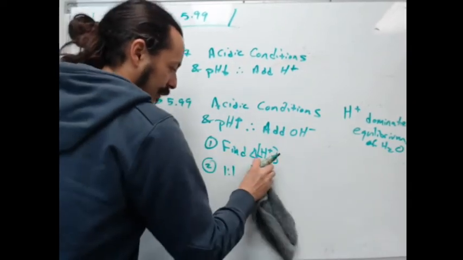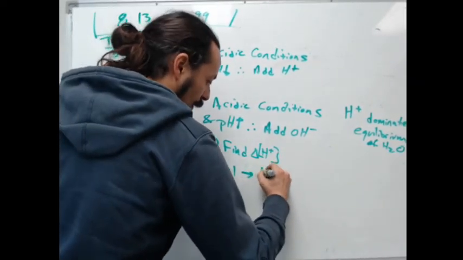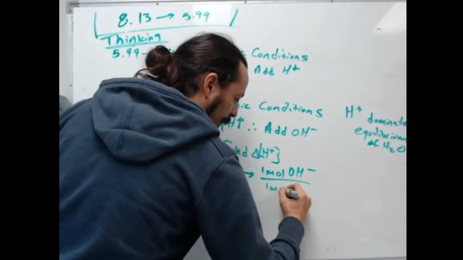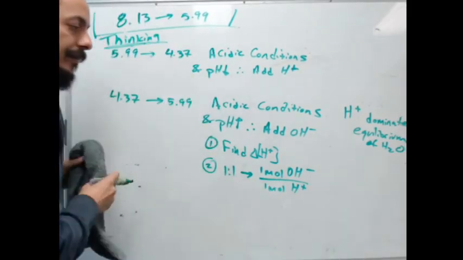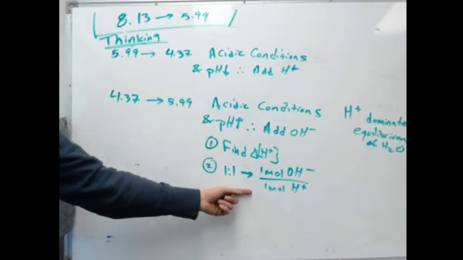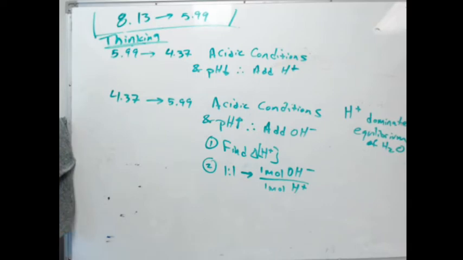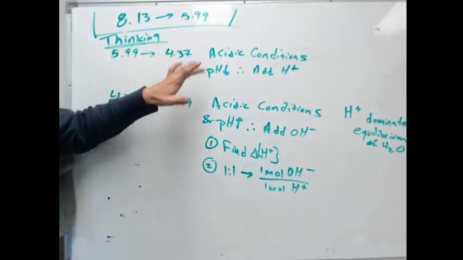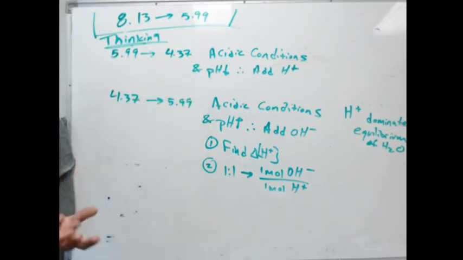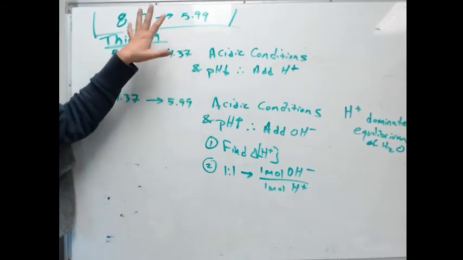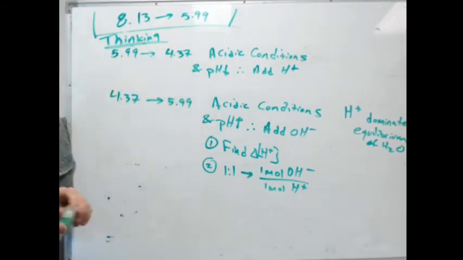So let me write this out. 1 mole OH minus per 1 mole H plus. Right? It's a 1-to-1 ratio. So this amount of H plus, that delta H plus, is just going to be how much OH minus I add if I want it to go up. Now, this is for acidic conditions. I'm going to do the calculation in terms of H plus. We can do the same type of logic for basic conditions, where I do the calculation in terms of OH minus. The problem comes when we're actually crossing between the two.